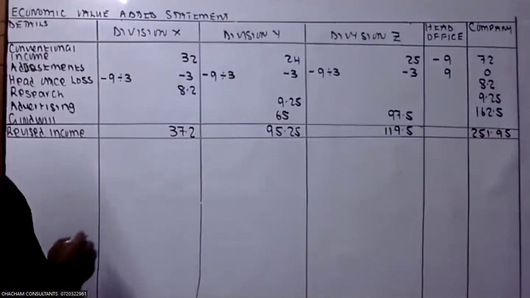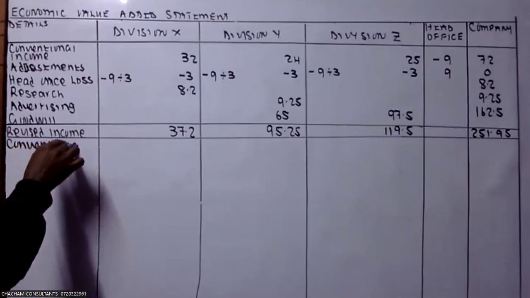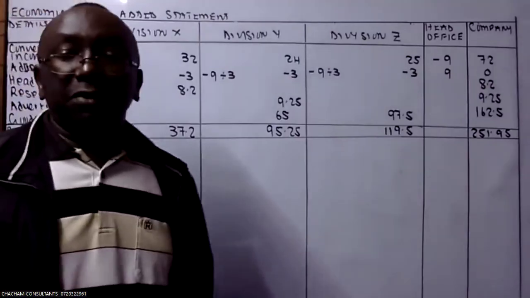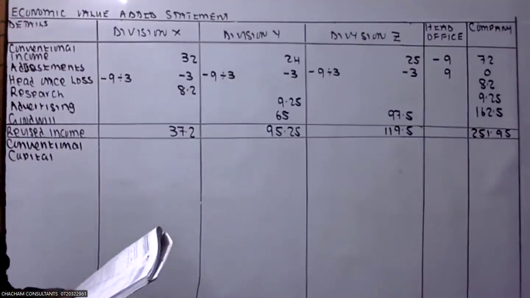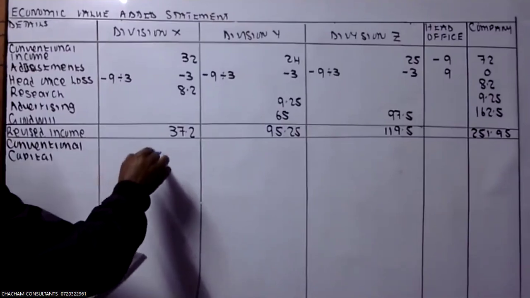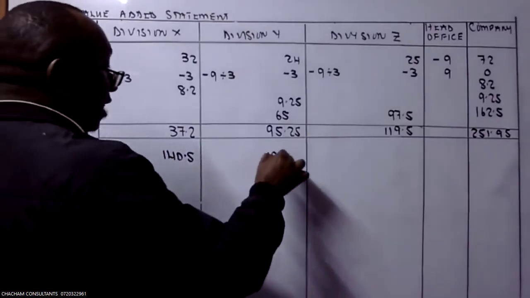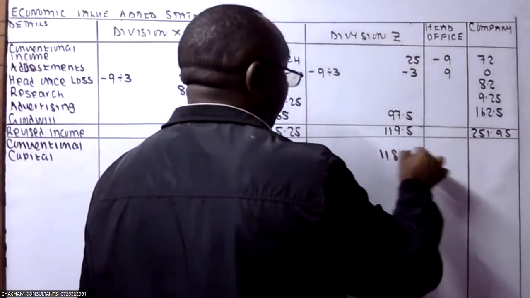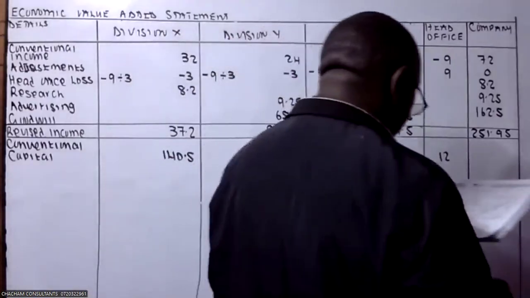Now from there, you bring the second brackets and chukua nayo pale yenye inaitwa conventional. The word conventional simply means what has been prepared kawaida, in the normal way. So the conventional capital in this question, X has 140.5. This other one has 121.5. This is 118.5. And this is 12. Total inakuja 392.5.